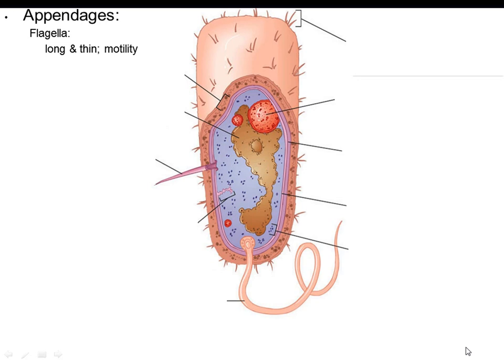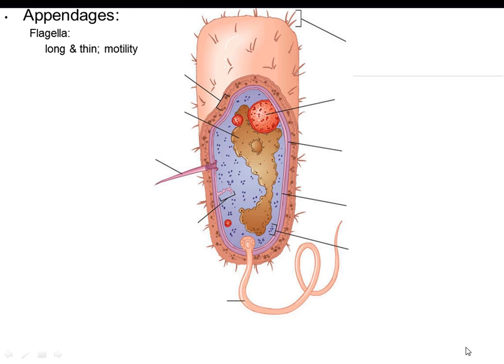The human body has a cell that has a flagella. What is it? Anybody know? You can say it. It's a sperm. It's not a four-letter word. You can say it. It's a sperm. Yeah, we have a cell that has a flagella.